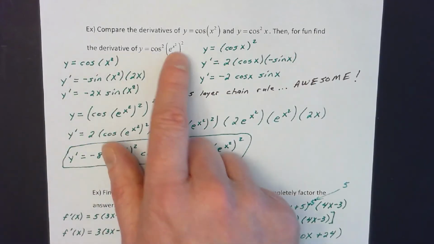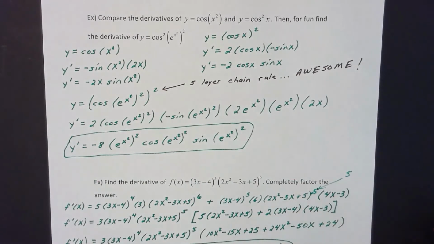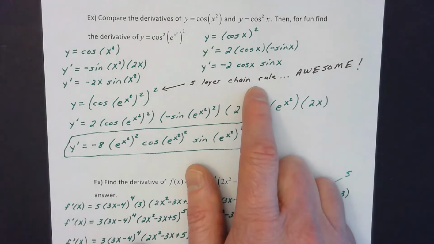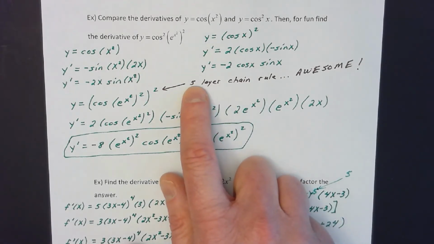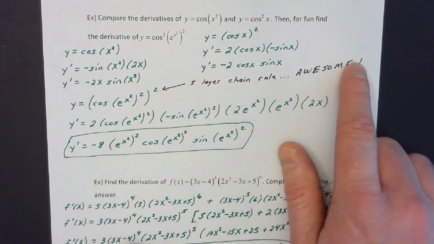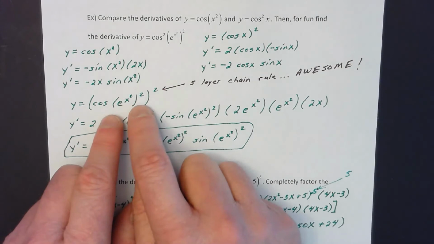I said for fun, but it's actually trying to make sure you really get the concept of the chain rule. I'm jumping from the last page, where we had a 3-layer chain rule, to this one, where I have an absolutely gorgeous 5-layer chain rule. Please notice, how do you count the layers?